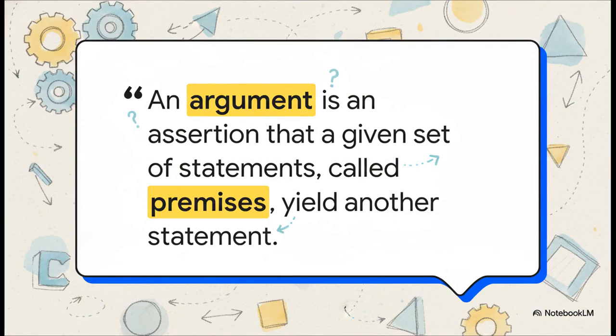So at its core, any formal argument is all about structure. You start with a few statements, which we call premises. And these premises are supposed to lead you to another statement, which we call the conclusion. And you'll often see this little symbol with 3 dots in a triangle. That just means therefore. It's the big signpost that says, hey, here comes the conclusion.